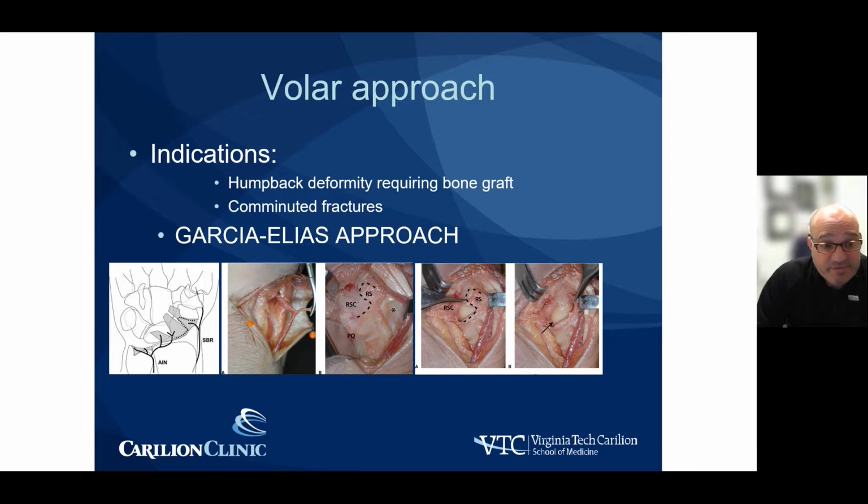One thing that has changed in my practice is the volar approach as described by Garcia Elias, which is a nerve-preserving volar capsular approach to exposing the scaphoid. You use the interval between the radioscaphoid capsule and the radioscaphocapitate ligament, and you're able to elevate a C-plasty and get a full en face view of the scaphoid.